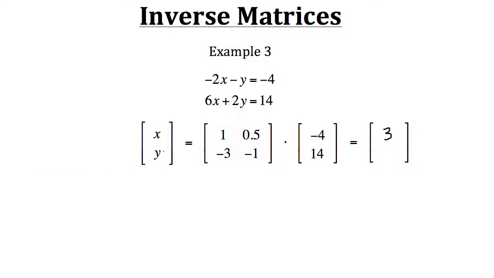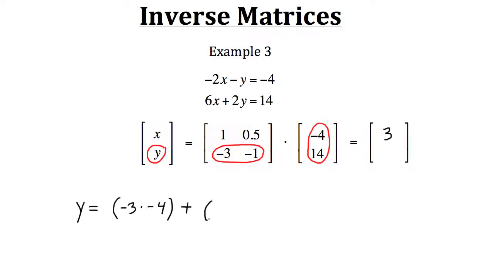Now that we're looking at y, we need to do the second row of our first matrix times the first column of our second matrix. So when we're solving for y, we need to do y equals negative 3 times negative 4 plus negative 1 times positive 14.